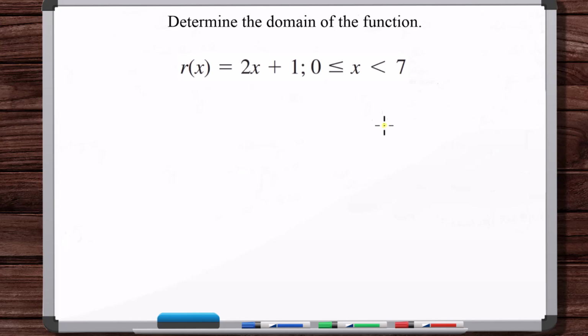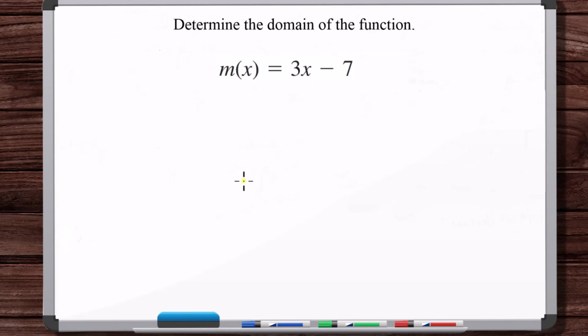Okay, here we have an externally applied domain restriction. So we automatically know that you can't input anything that's less than 0 or greater than or equal to 7. Okay, but maybe there's more restrictions that are part of this domain here. Well, no, 2x plus 1 is just a polynomial. You can input anything you want, but there's this restriction here applied. So that's the domain. Okay, this is just a polynomial. You can input anything you want.